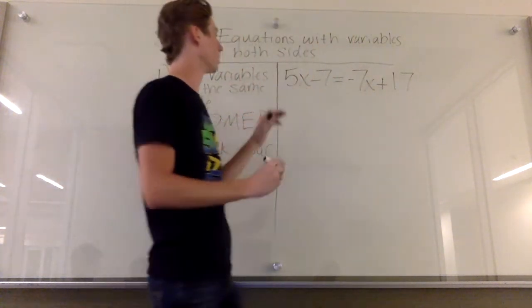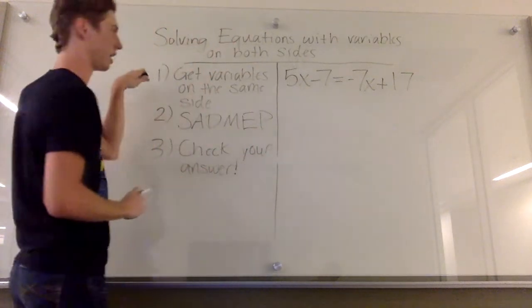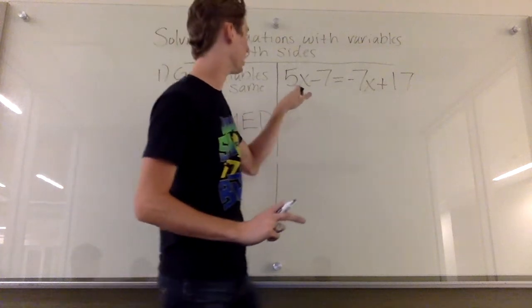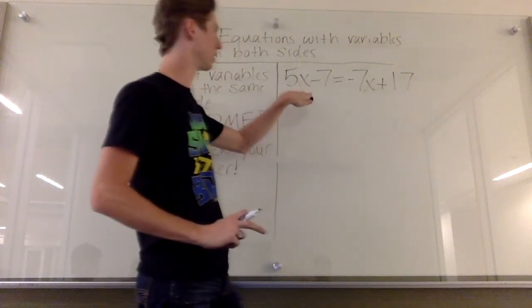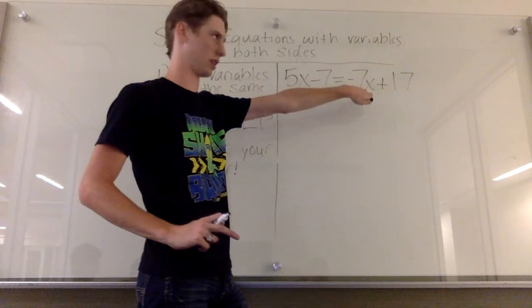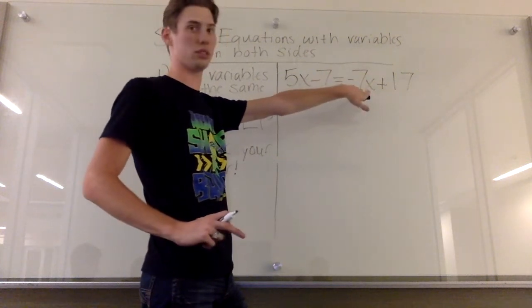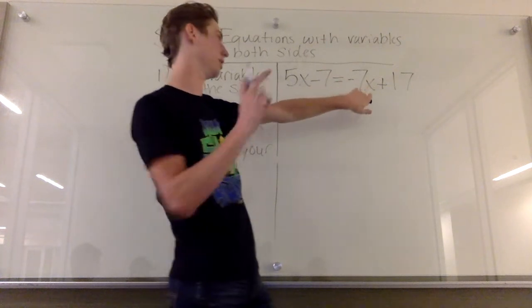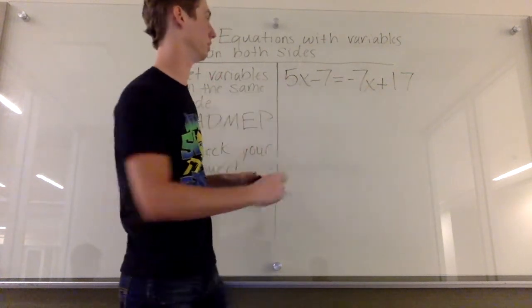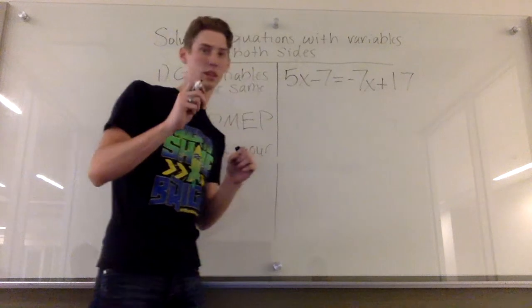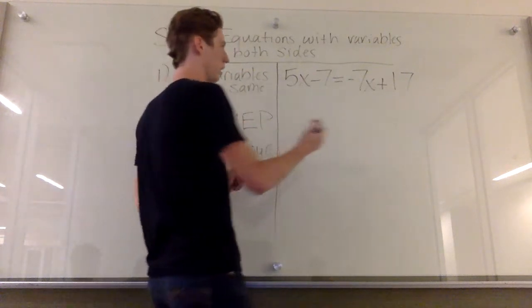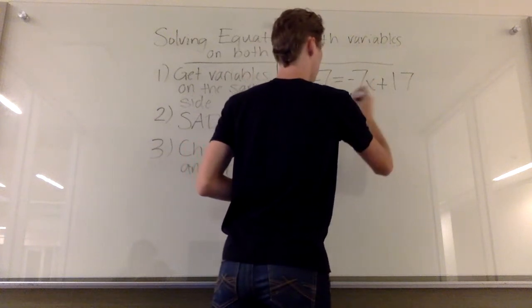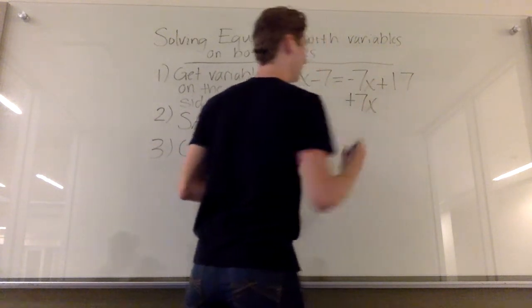Okay, so what's our first step? Get variables on the same side. Okay, now looking between the two, we've got 5x and we've got negative 7x. So which of the two is smaller? We're going to be looking at negative 7x, right? Negative numbers are going to be smaller than our positive ones. Okay, so that's the one that we would suggest moving. Okay, and if we've got negative 7x, we're going to do the opposite, which would be to add 7x.